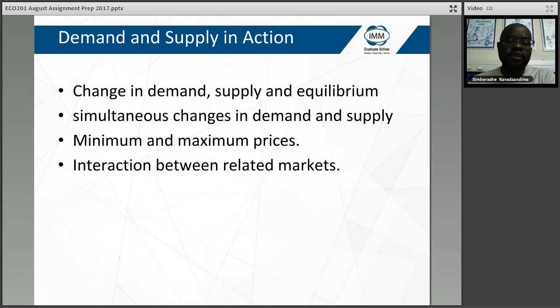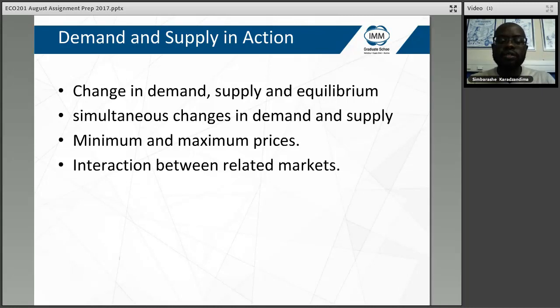Okay, then we have changes in demand, supply, and the equilibrium. When you look at these changes in demand, you are basically looking at those factors that were the determinants of demand. You get a question there. What you need to do is determine first what is changing. Is it demand or is it supply?